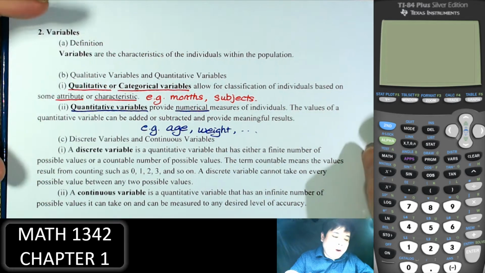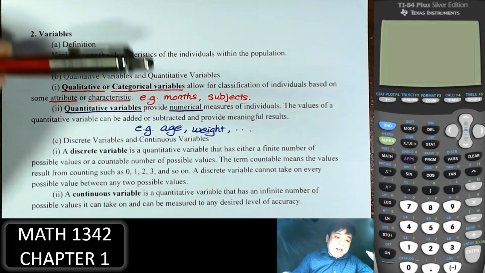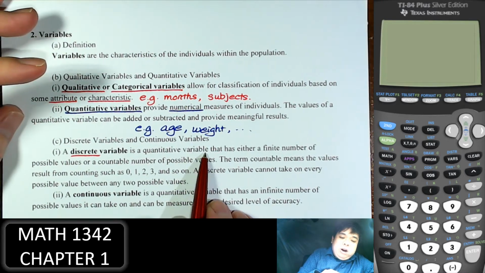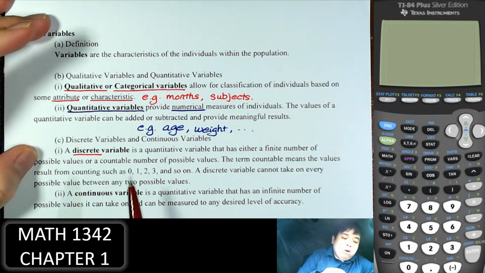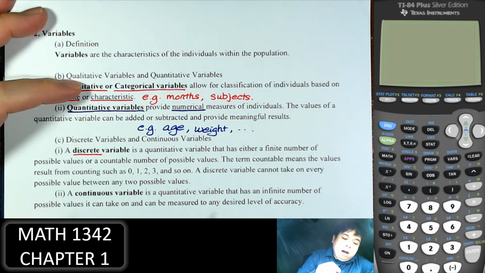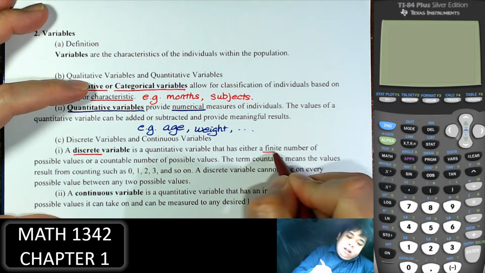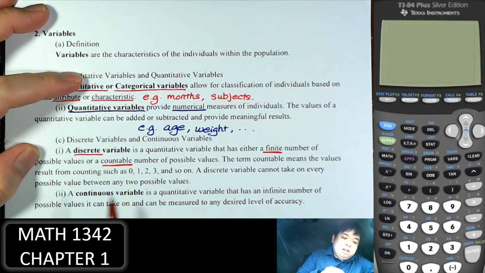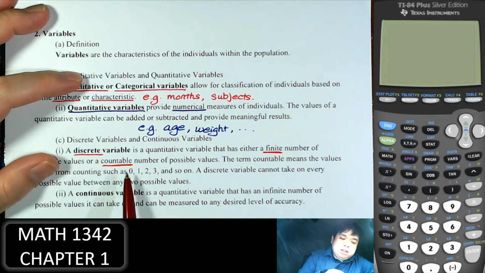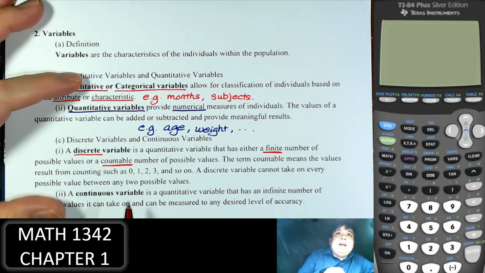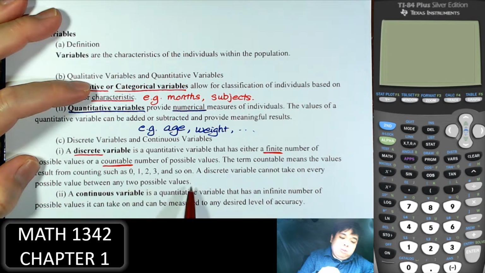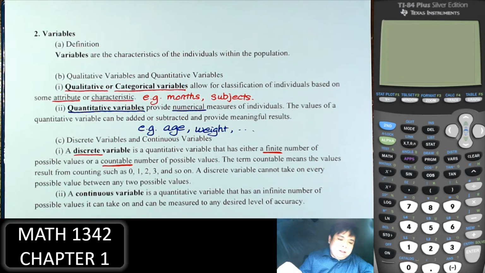So that's the first distinction between variables. Next, we have discrete and continuous. Discrete is a quantitative variable that has either a finite number of possible values or a countable number of possible values. The term countable means the values come from counting, such as 0, 1, 2, 3, and so on. A discrete variable cannot take every possible value between any two possible values. So discrete values are either finite or countable.